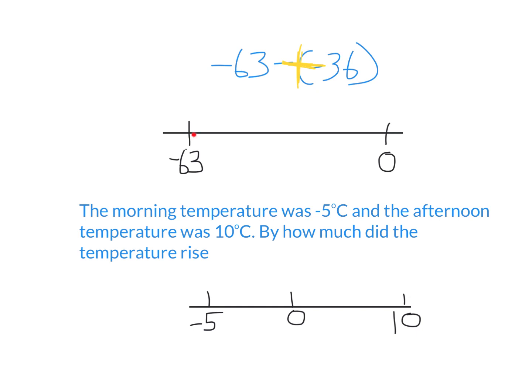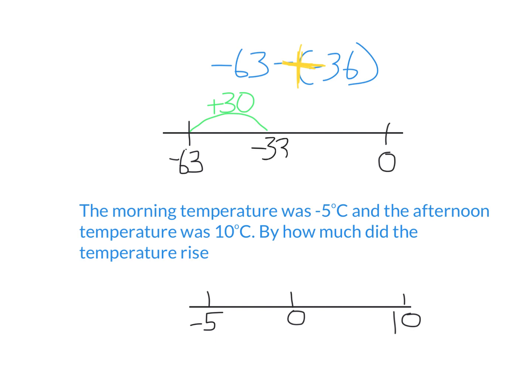Again, I don't want to count out 1, 2, 3, 4, all the way up to 36. That will take too long. So what we can do is skip count. We want to go 36 to the right. So let's go 30 to the right. So if I go 30 to the right of negative 63, it's not negative 93, it's negative 33.